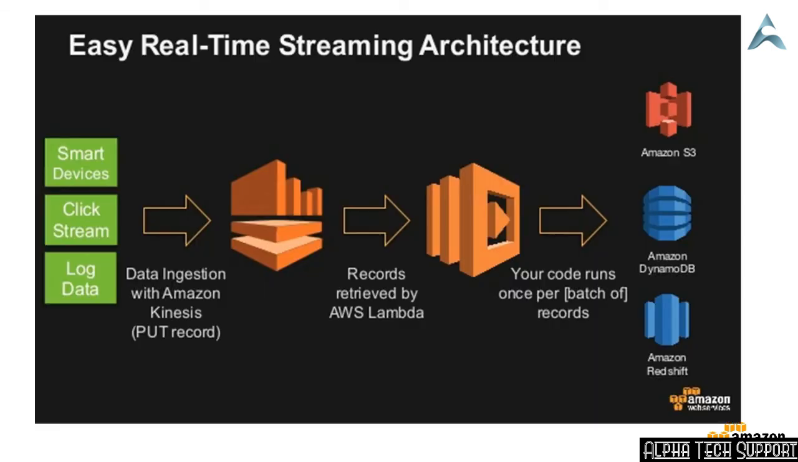This is a quick demonstration of the real-time streaming architecture of Kinesis. The data can be generated from log data, clickstream, smart devices, or the others that I named earlier. That data gets ingested with Amazon Kinesis using the put record method. Then the records are retrieved using any Lambda function that can run code once per record, and stored on S3, DynamoDB, or Redshift.